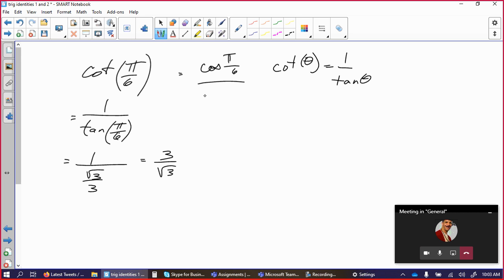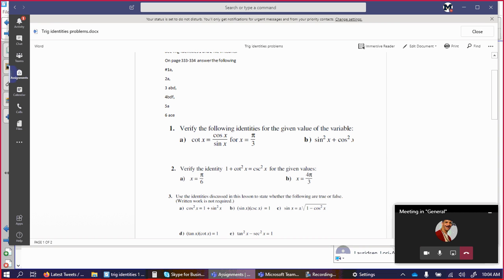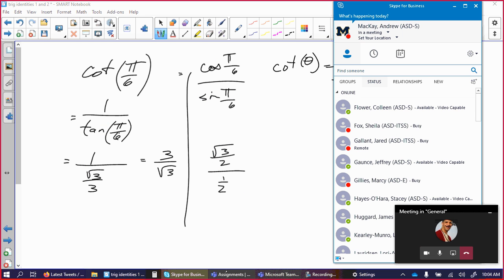Cos of pi over 6 over sine of pi over 6. Well, the cos of pi over 6 is root 3 over 2. The sine of pi over 6 is a half. Well, that's ugly. I think I've done something wrong. I need to go back and look at the actual question. Cos of x over sine of x for that. Cotan of pi over 6 is that.